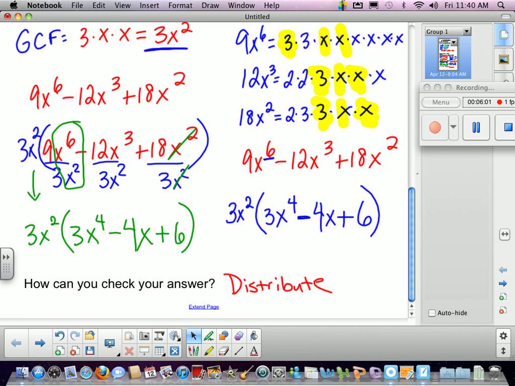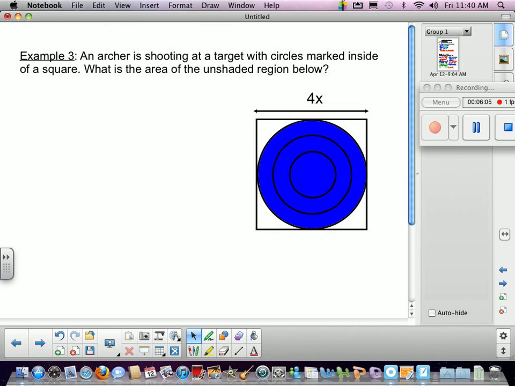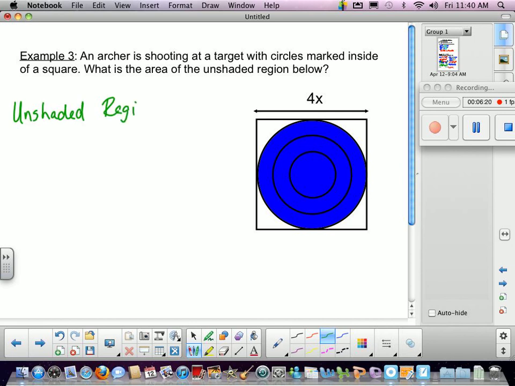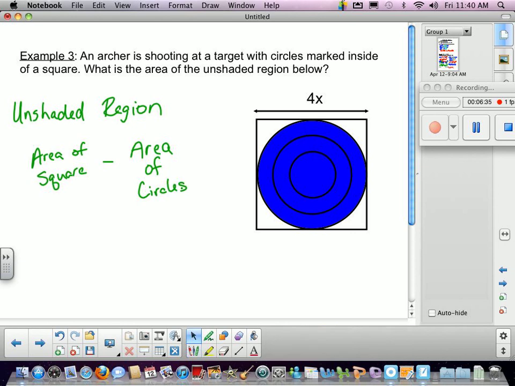Alright, the last example. We've got an archer shooting at a target with circles marked inside of a square. What is the area of the unshaded region below? To figure out the unshaded region, we're going to do the area of the square minus the area of the circles. To figure out the area of the square, if it's 4x there, it's 4x there. So we would have 4x times 4x minus, right?